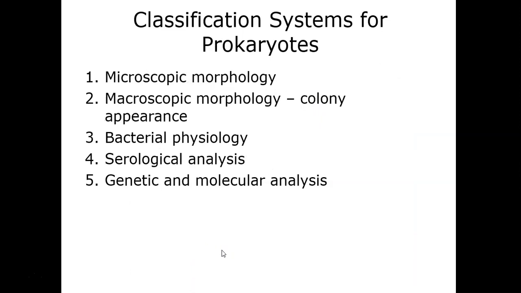So how do we classify prokaryotes? Well, there are 5 different parameters, and this is very similar to what we've talked about so far in the course: based on their appearance under the microscope, based on the appearance of their colonies by the naked eye, by their physiology, so what they do in terms of their nutrients and their reproductive capabilities. We can look at the serology, or interaction with immune cells, and we can also study their genetics.